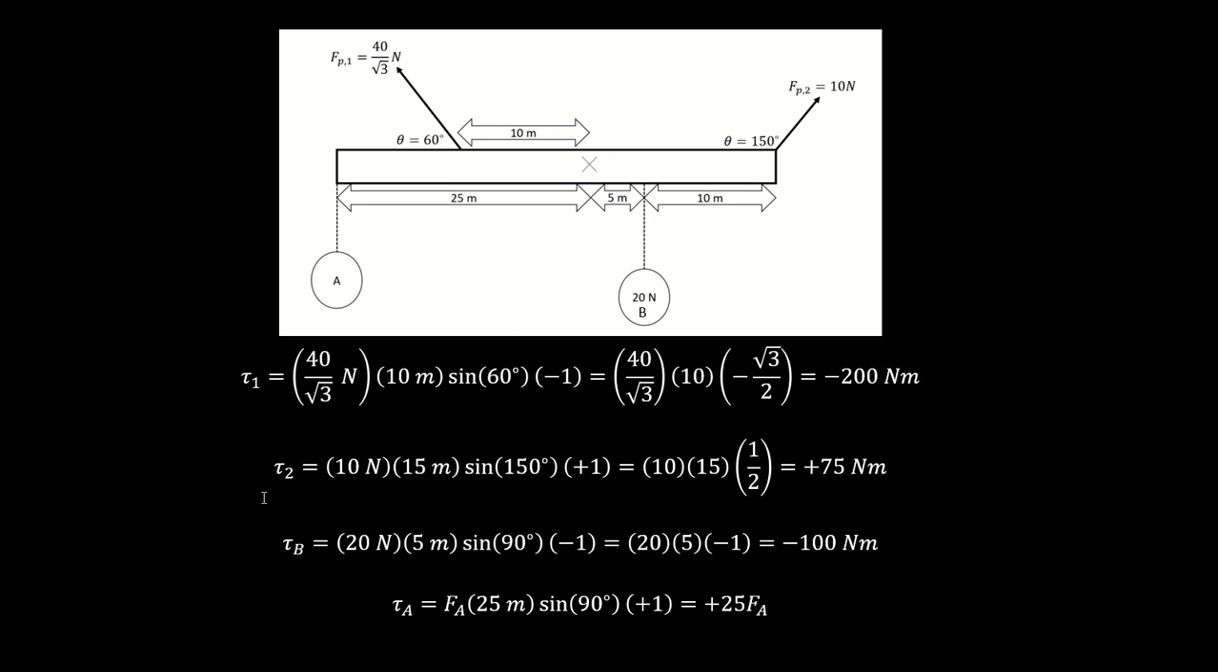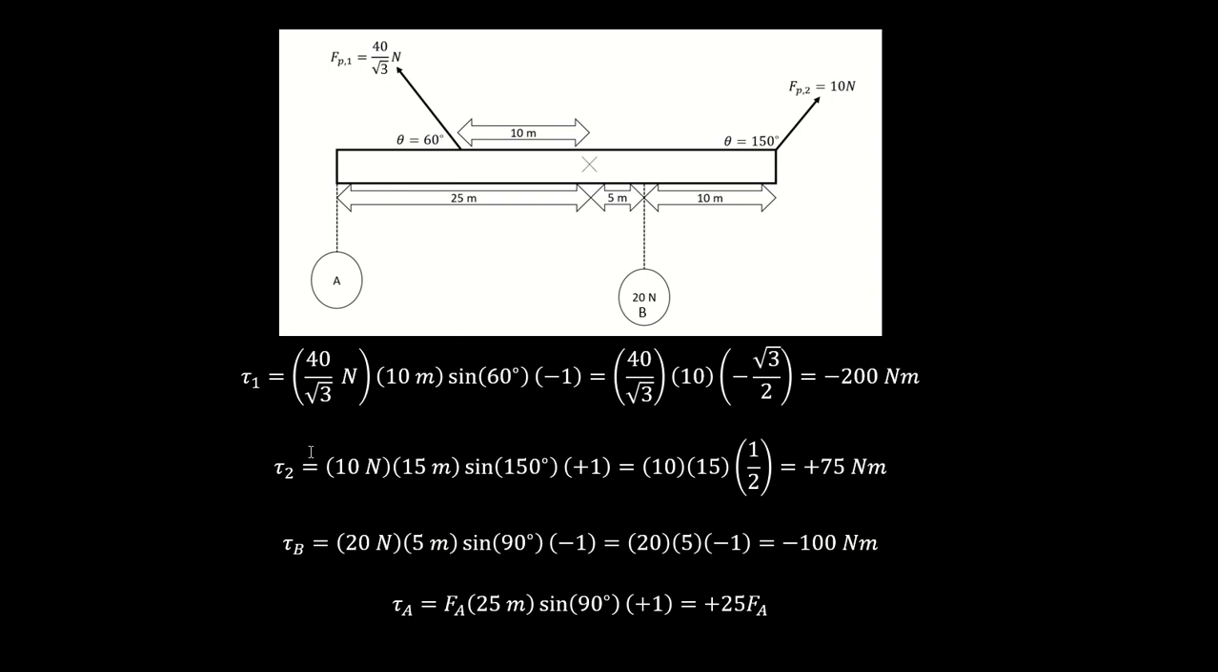And just to clarify, sine 60 degrees, that's square root of 3 over 2. Therefore, the square root of 3's cancel. 40 times 10 times -1 divided by 2 is -200 Newton meters.